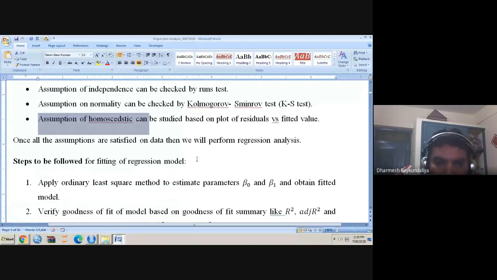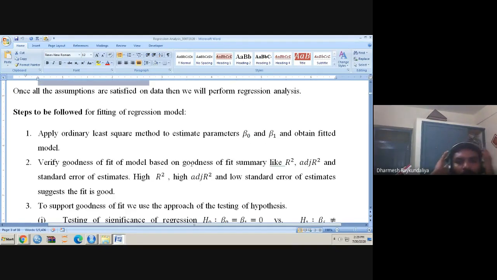And tomorrow I'm going to take the logistic regression, so I will again continue with the simple, multiple, and then we'll take the logistic, so no issue with that. So how to obtain the estimate of the parameters? As I told you, you have to obtain the estimate of parameters beta 0 and beta 1 by applying the ordinary least squares method. Once the model is fitted, your next task is whether the model is good or not. So goodness of fit criteria are the R square and adjusted R square.